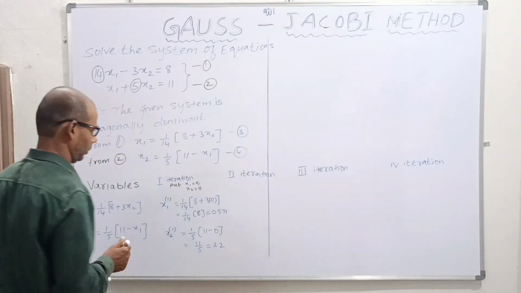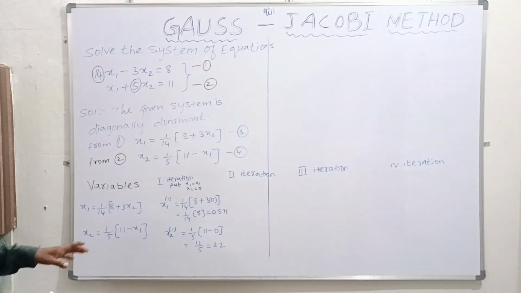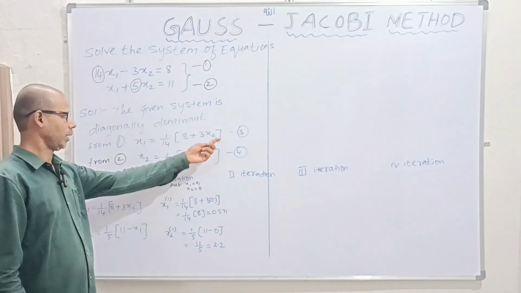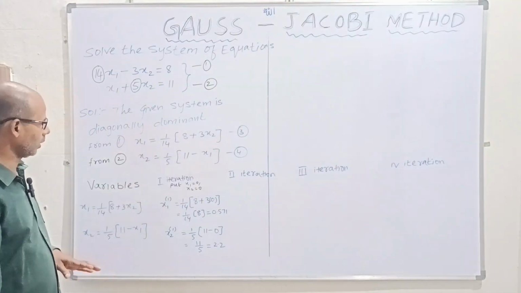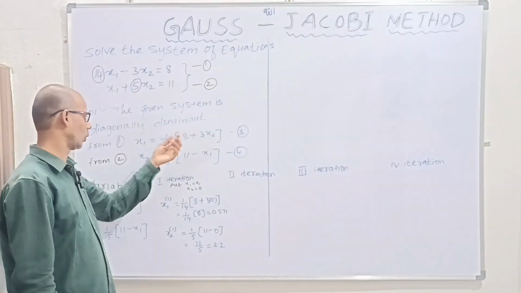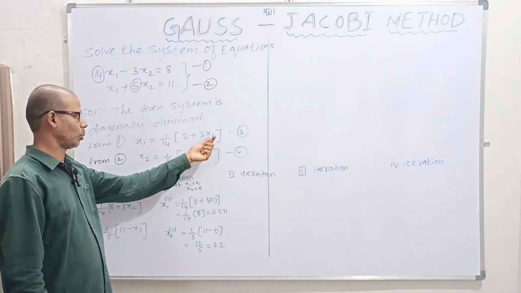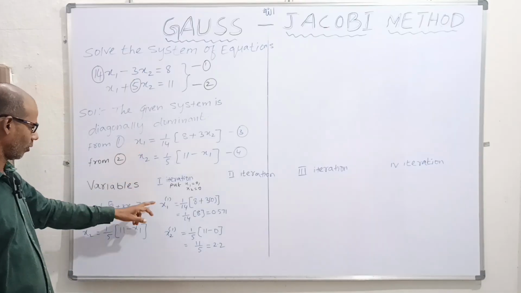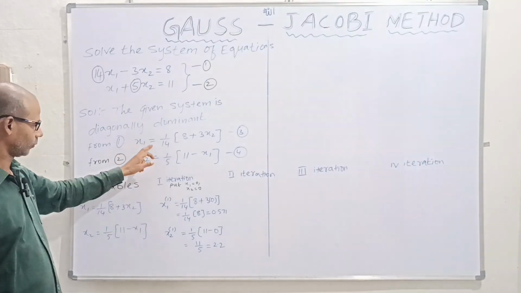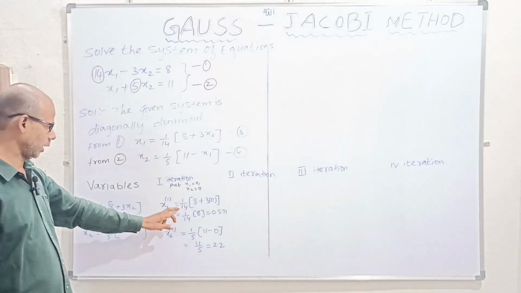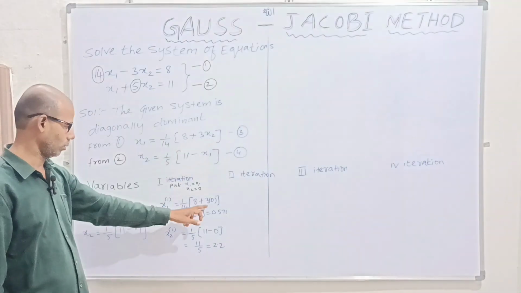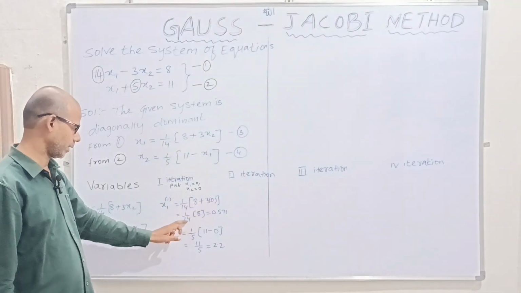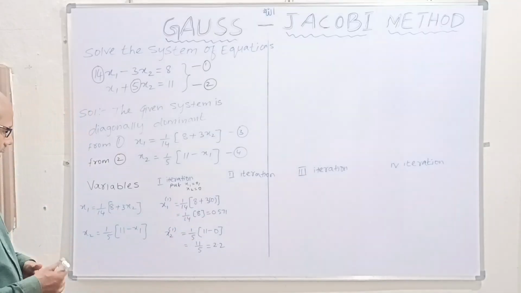So this is the first iteration. In equation number 3 and equation number 4, on the right hand side, we have to put x2 equals 0 and x1 equals 0. So the first iteration of x1 is equal to 1 by 14 into 8 plus 3 into 0. 3 into 0 is 0, 8 plus 0 is 8. So that is 8 by 14, that is 0.571.